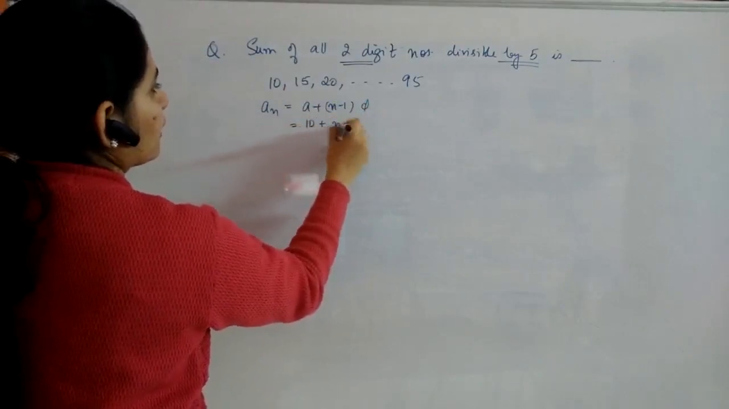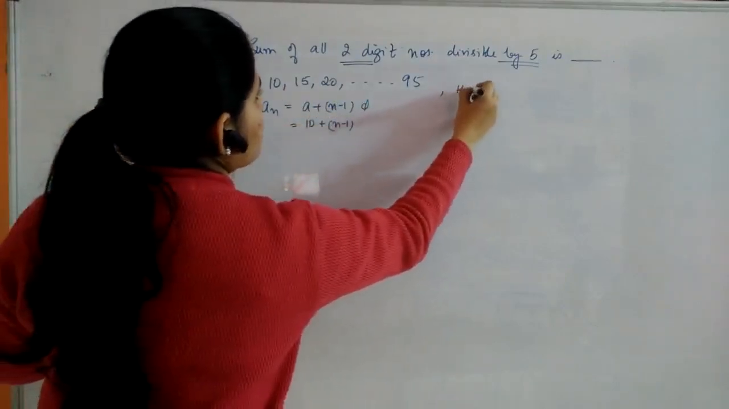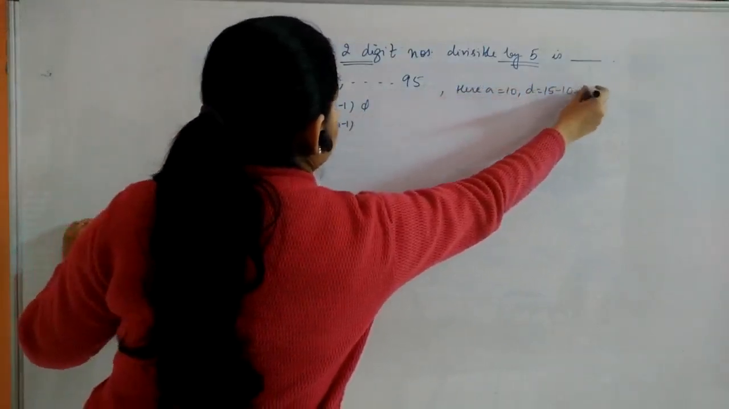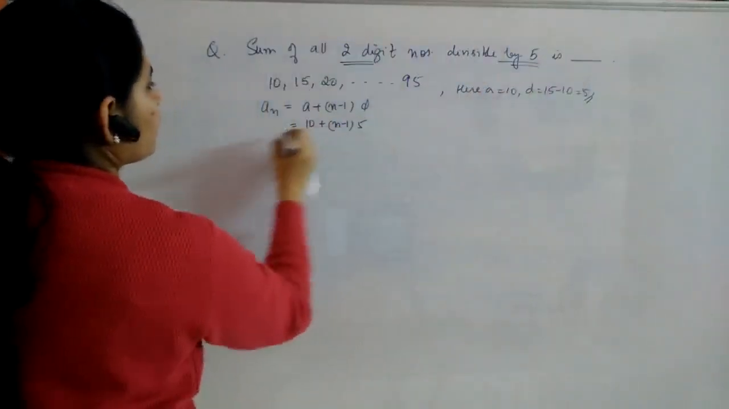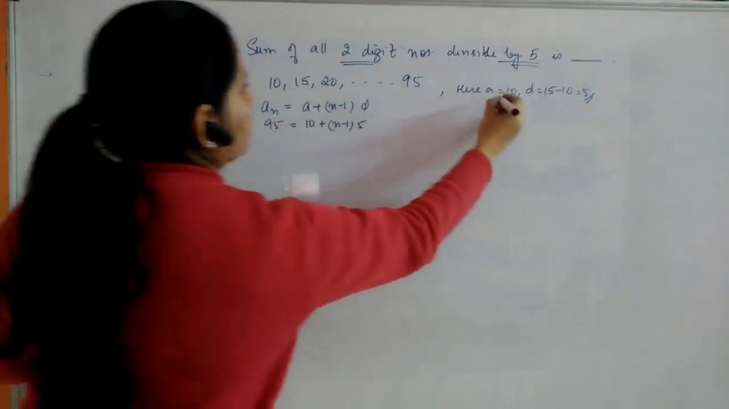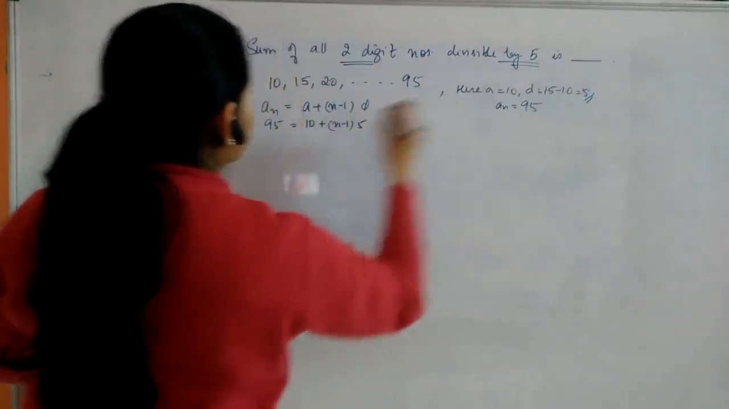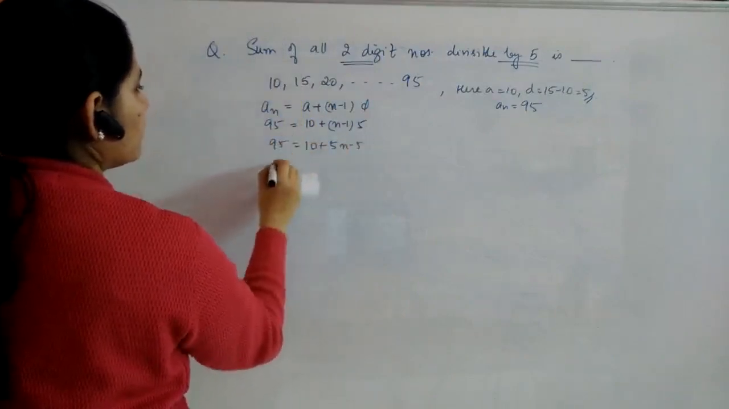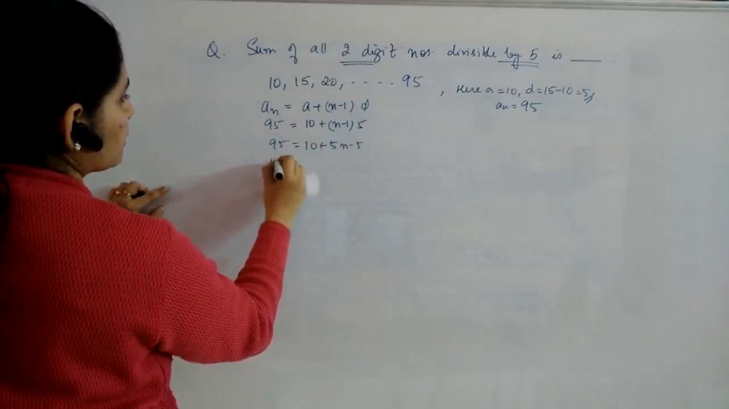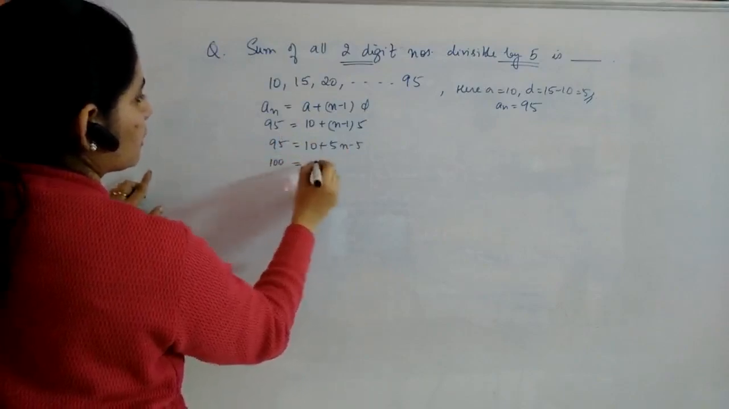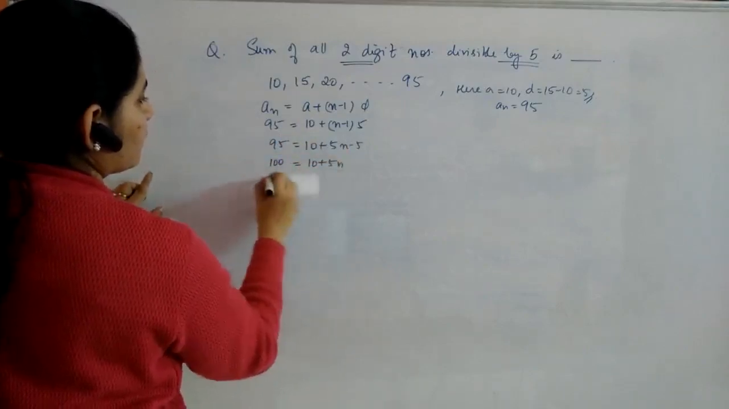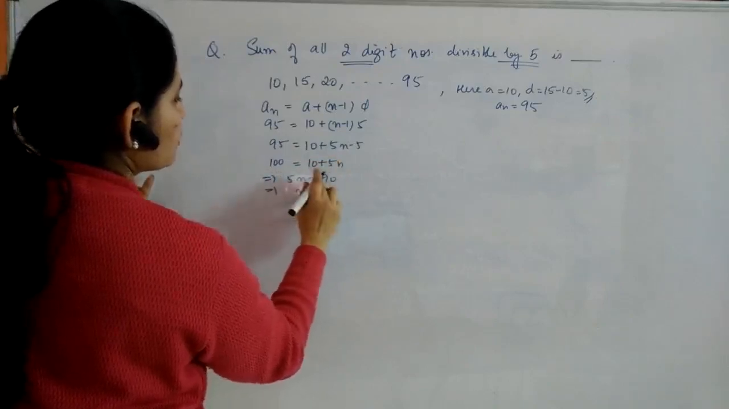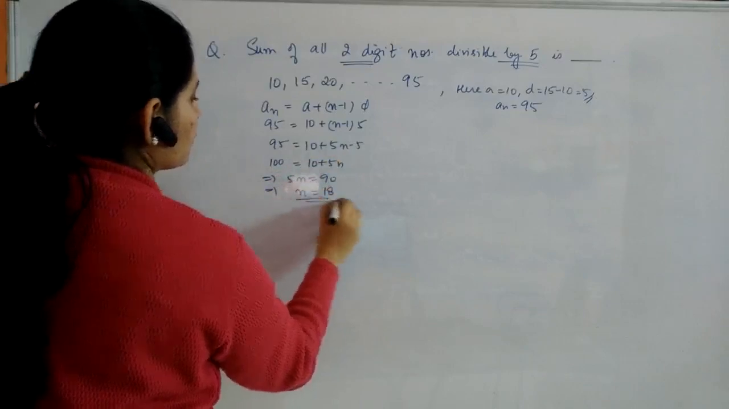Replace A and D. Here A is 10, D is equal to 15 minus 10, which will give you 5, and An is 95. So 10 plus 5n minus 5 is 95. Here you will get 100. So 5n is equal to 90, or n is equal to 18.